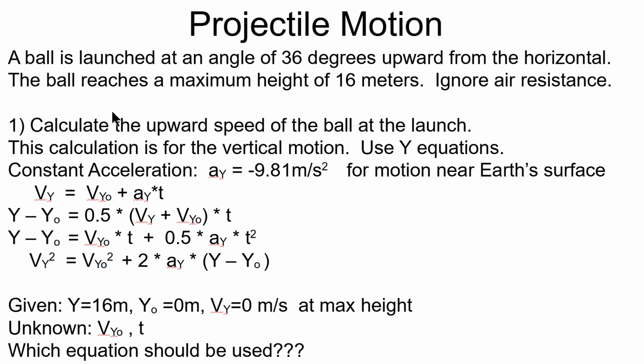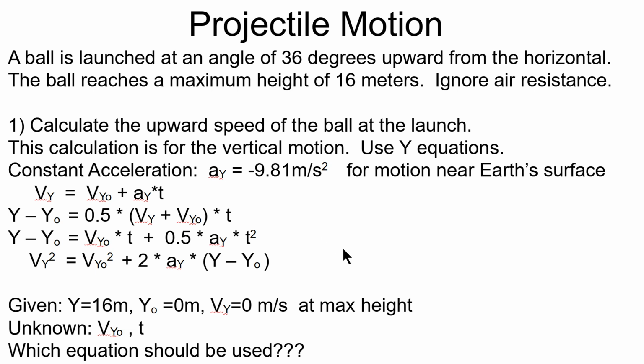All right, let's calculate how fast the ball is moving upward when it's launched. It's going to achieve 16 meters of maximum height. We don't need this right now, but the launch occurs at 36 degrees up from the horizontal. But what speed do we need to achieve 16 meters off the ground? We have a value of acceleration, minus 9.81, again negative because that's the down direction. I'm working this with positive as upward.